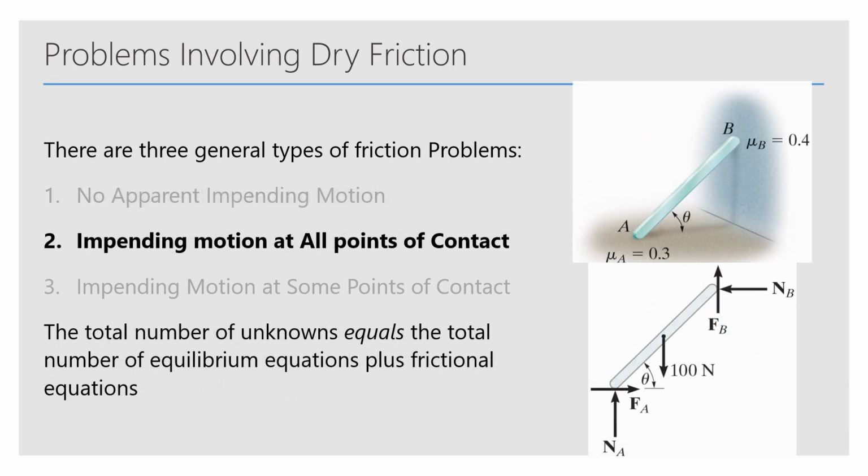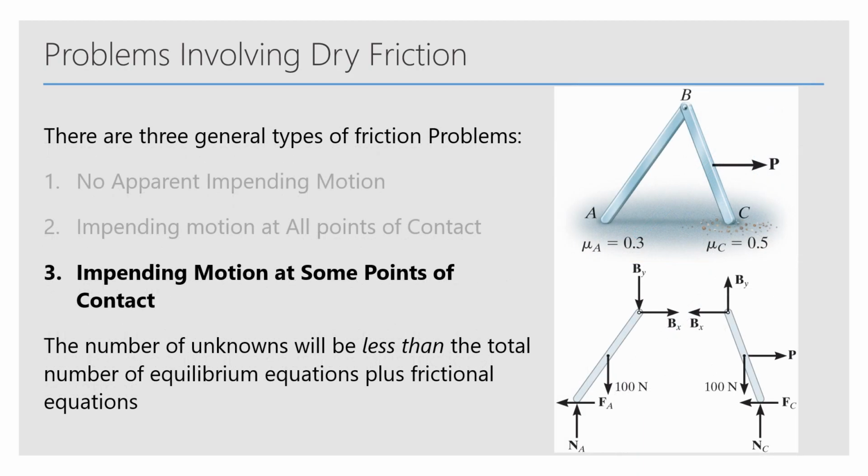The second type, which is impending motion at all points of contact, the total number of unknowns for these type of problems are equal to the total number of equilibrium equations plus frictional equations. So you do need your frictional equations here to solve your impending motion for at all points of contact for an object.